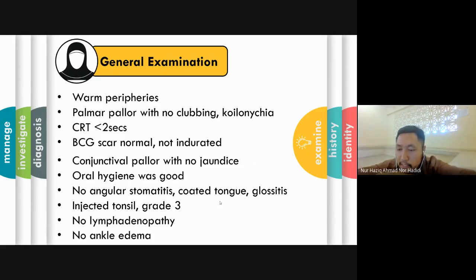On eye examination, there is conjunctival pallor but no jaundice. On mouth examination, oral hygiene was good. There is no angular stomatitis, no coated tongue, and no glossitis. However, on the tonsil examination, there is an enlarged tonsil, presumably grade 3, noted in this patient. Otherwise, there is no lymphadenopathy and no ankle edema.